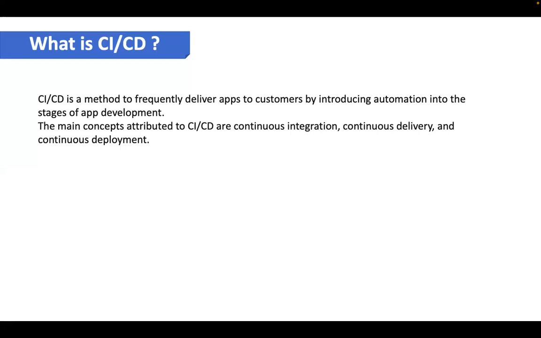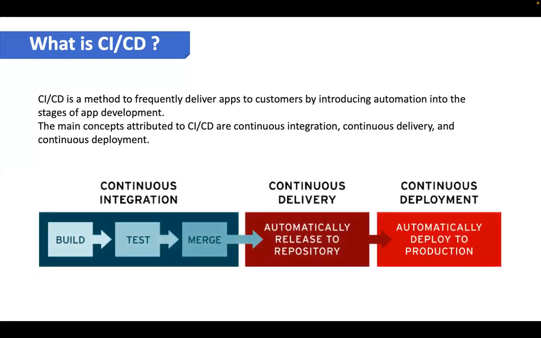Let's see this diagram here. Under continuous integration, what comes? Building, testing, and merging. So what are this building, testing, and merging? The building happens once the developer has written his piece of code, the features and modules he has written, and wants to build it.